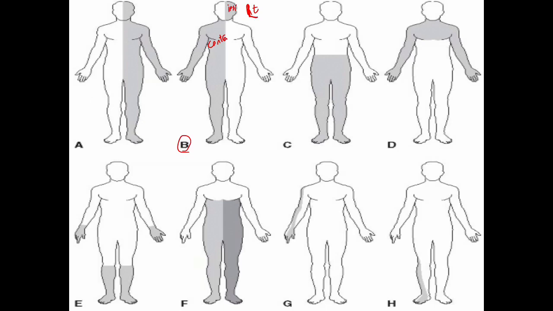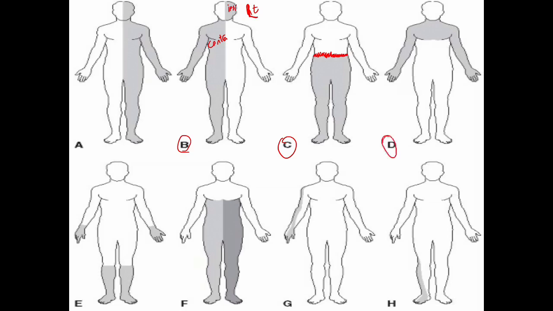The next diagram is diagram C, and you can see in diagram C that there is a level. This is a sensory level, as I showed you earlier, and below this level, all sensations are affected on both sides. This is called paraparesthesia, and it is the result of a complete cord cut. When there's a complete cord cut, you will have paraparesthesia from that level and downwards.